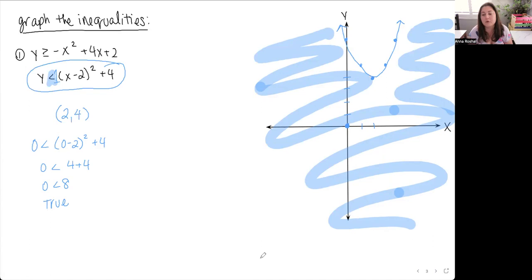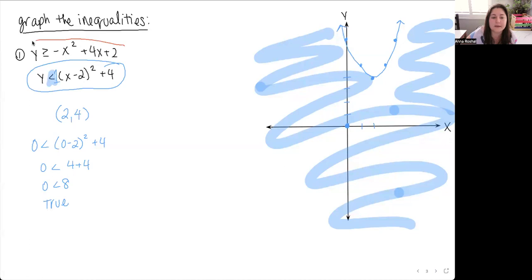Now, normally when you're shading on a graph, it just shows up just like lines. You don't have to do anything fancy. If you have a highlighter, definitely by all means go in and use your highlighter and shade it in, but not an absolute necessity by any stretch of the imagination.